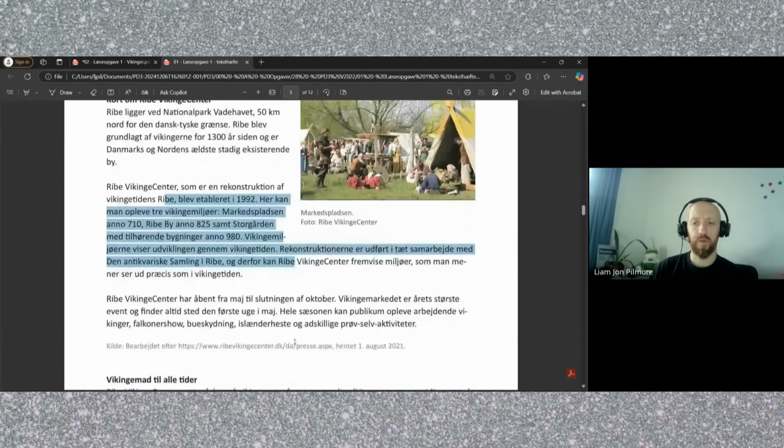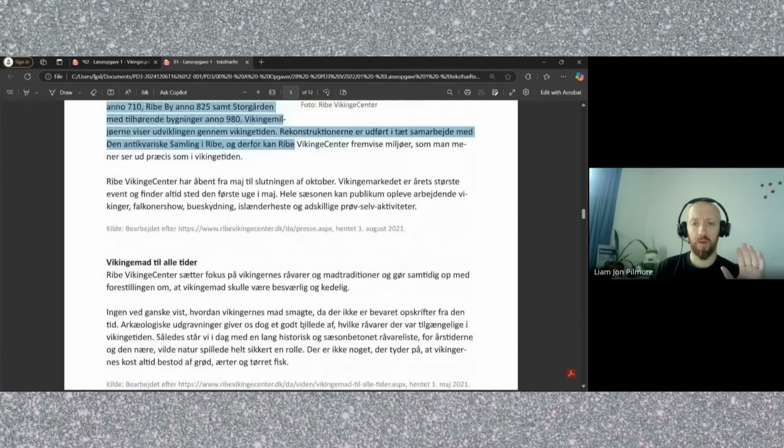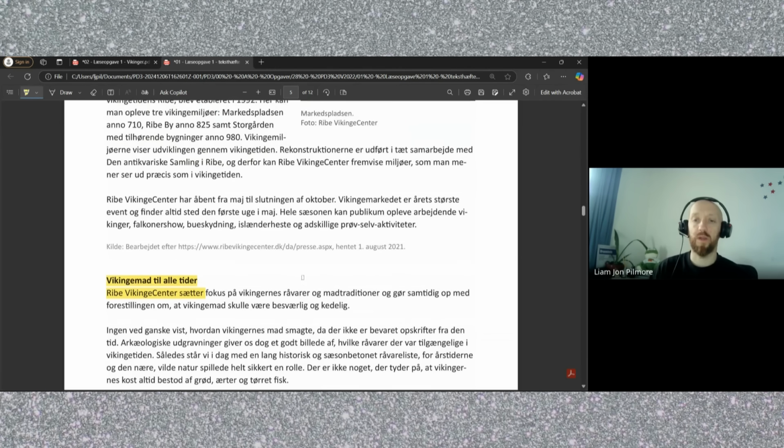I don't see anything about food here. Scan down a bit more. Okay, I can see here there's something, vikingeattraktioner til alle tider. And here's a little bonus tip. I've seen quite a few of these, and very often you might have to scroll down the page to find the information you want. A little trick you can use is look at these subtitles, right? The subtitle has the word vikingeattraktioner in it. So I can see right away, okay, this is about food.